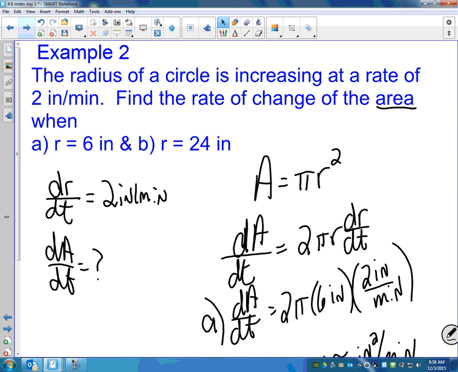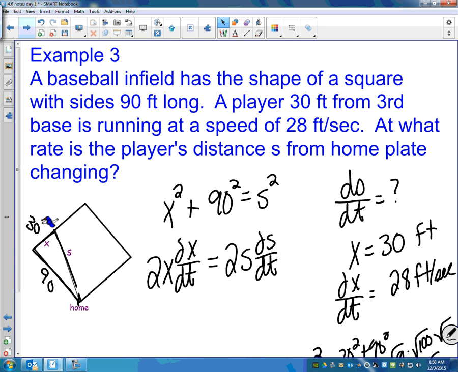So let's look at this. Look at these two values. One of these is going to get bigger as the guy moves, and the other one's going to get smaller. Good with that? As he runs, what's going to happen to the value of x? It's going to get smaller, and what's going to happen to the value of s? It's going to get larger.